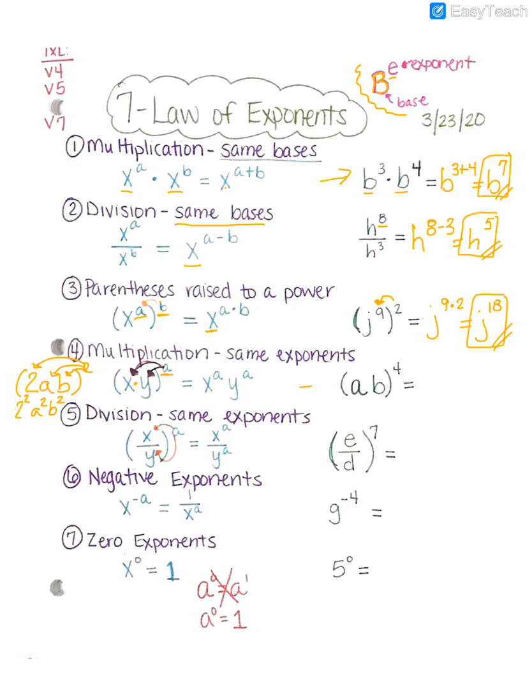Looking back at this example that we have to the right side, you're going to do the same thing. You have a 4 on the outside of those parentheses, where again, we are multiplying because the variables are side by side. You're going to distribute the 4 to the a and the 4 to the b as an exponent.